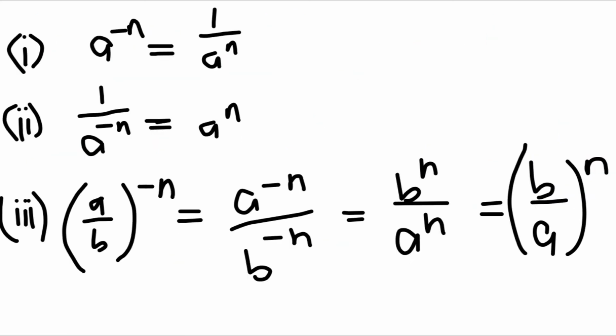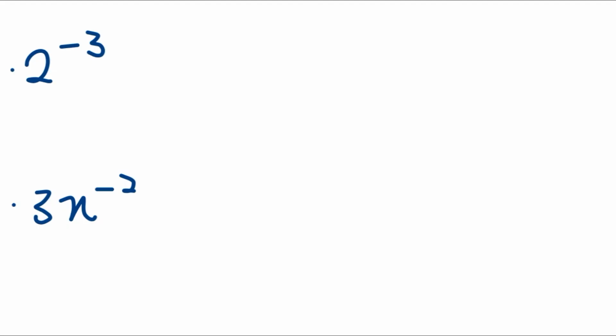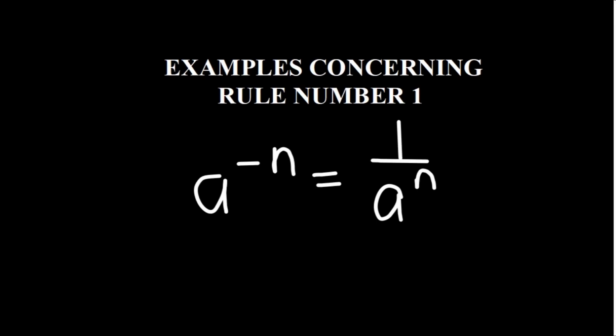So this is it over here. We have a to the power of negative n being equal to 1 over a to the power of n. Now let me show you how this rule works. If you have a negative exponent, this negative sign will become a division line. Then a will sit on the denominator, and you will raise it to a positive exponent of n, as you can see here, and the numerator will become 1. So that's how the first rule works.